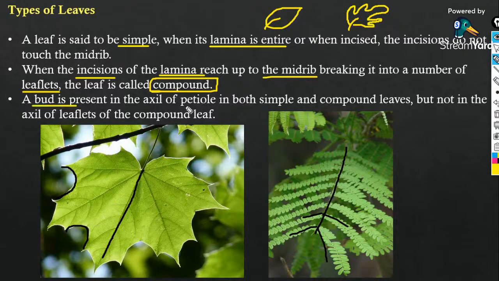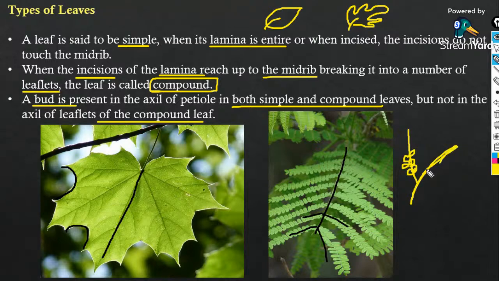A bud is present in the axil of the petiole in both simple and compound leaf, and not in the axil of leaflets of a compound leaf. Guys, a bud will be present in the axil in both simple and compound leaf, but not in the leaflets. What do you mean by leaflets? This is leaflets. This is one long axis. From that axis, one more axis is forming, and on either side you will find the leaflets.